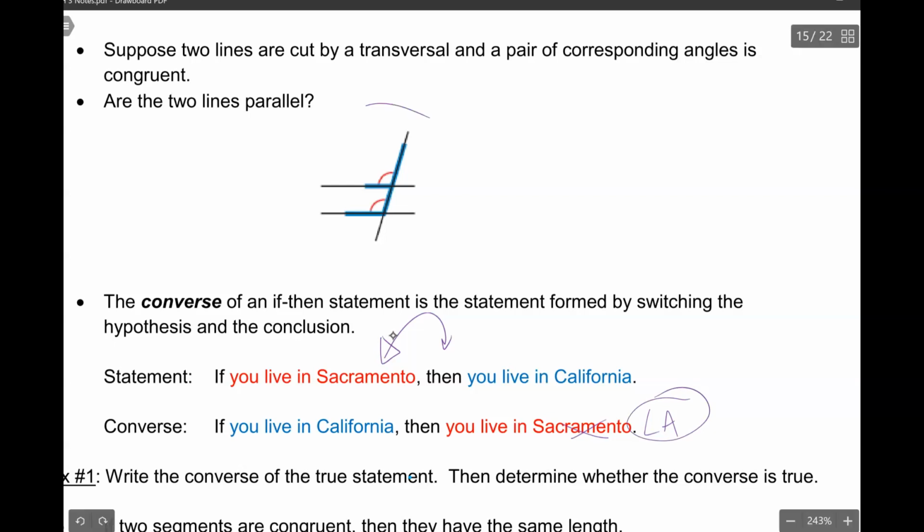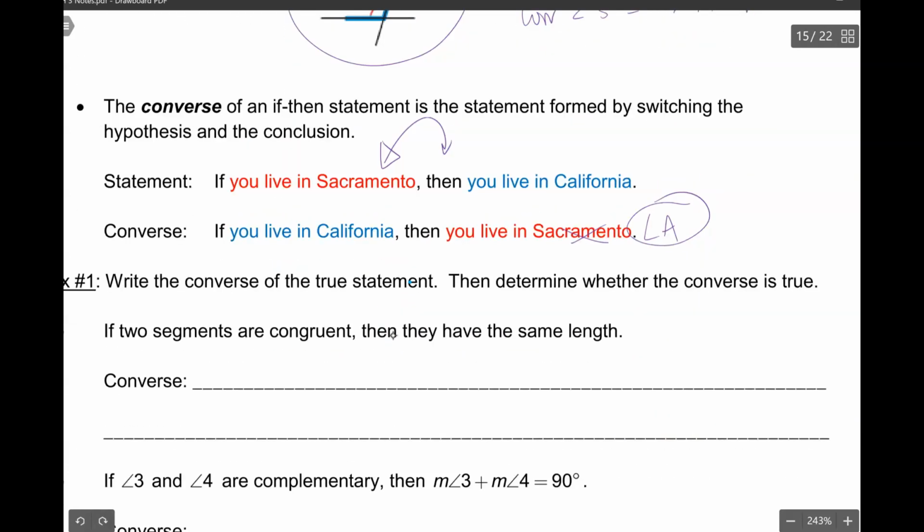Remember, we're trying to decide, last time we learned if two lines are parallel, then the corresponding angles are congruent. So because the corresponding angles are congruent, does that mean that the lines are parallel? We're switching the order. Before we said, if parallel, then corresponding angles are congruent. Can we switch them around and say, because the corresponding angles are congruent, that means they're parallel? That's the big question we're trying to answer.